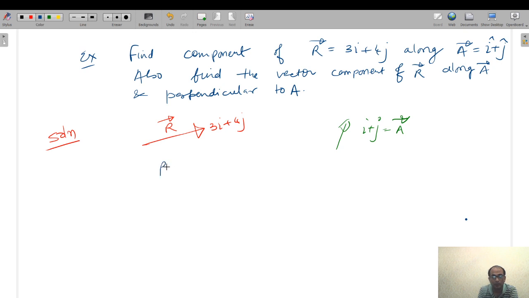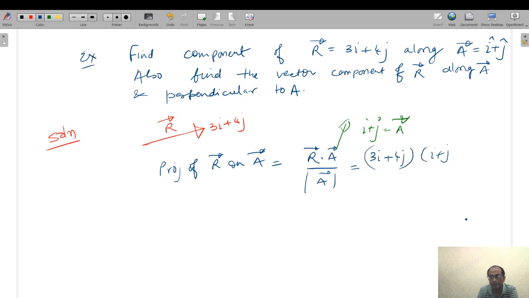So projection of R on A is given by formula R dot A upon mod of A, right? ऐसा किया था हम लोगों ने, तो यहाँ कर लेते हैं, क्या हो जाएगा, 3i plus 4j into i plus j upon mod of A is what, root of 1 square plus 1 square, and this is equal to what, this is 7 upon root 2, correct.